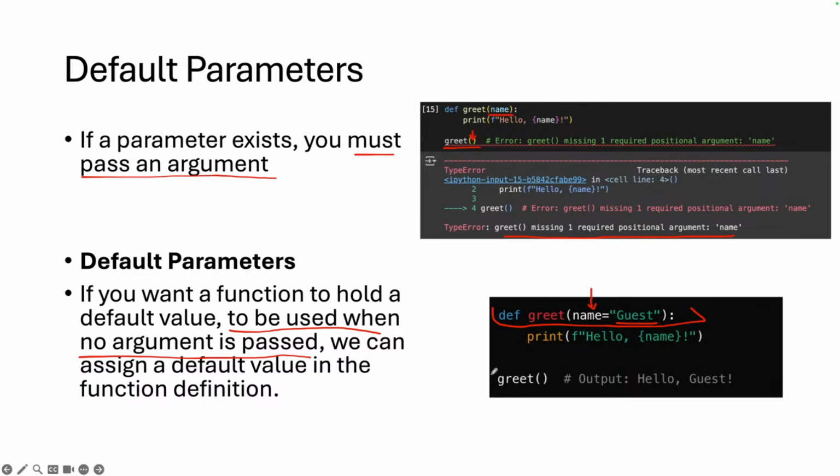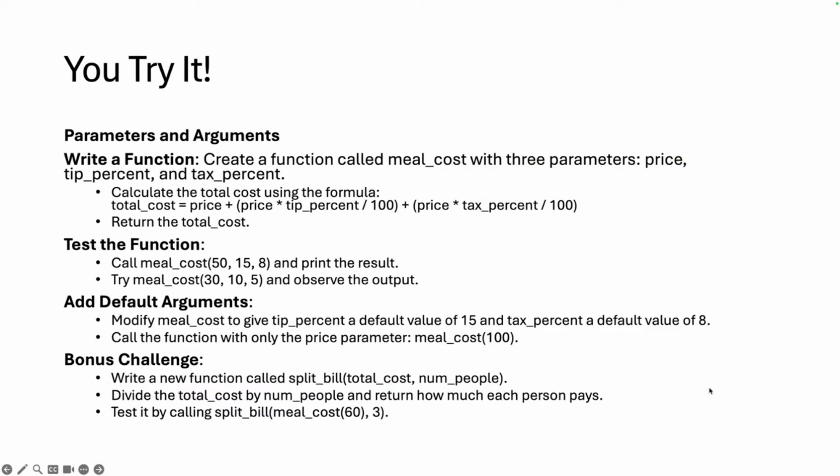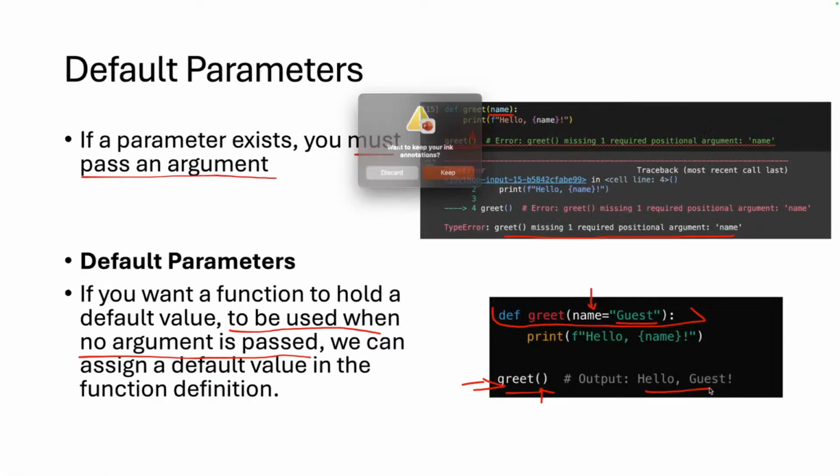And now, look, when we call greet, we're not getting an error, and we don't pass any argument here. We're not passing a positional argument. We're not getting an error. Because name, our parameter of name, is taking on the value of guest when no positional argument is passed. So now here it says, well, hello guest is the output here. So this is how you would assign a default parameter. Let me see. I'm sure I have that in the notebook. Let's look at the notebook, and then I'm sure we'll do a you try it right after this.